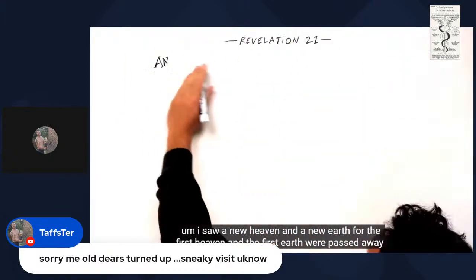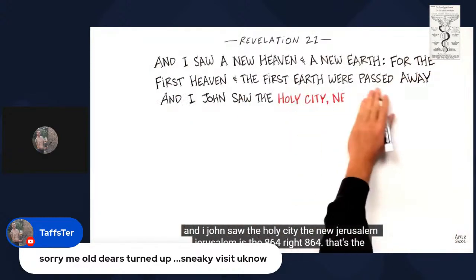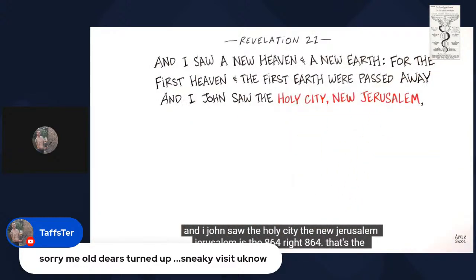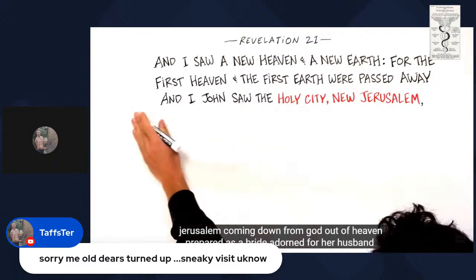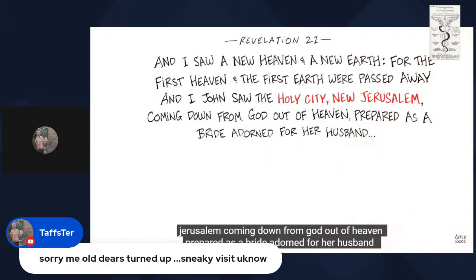I saw a new heaven and a new earth, for the first heaven and the first earth were passed away, and I, John, saw the holy city, the new Jerusalem. Jerusalem is the 864, right? 864, that's the Jerusalem. Coming down from God out of heaven, prepared as a bride adorned for her husband.